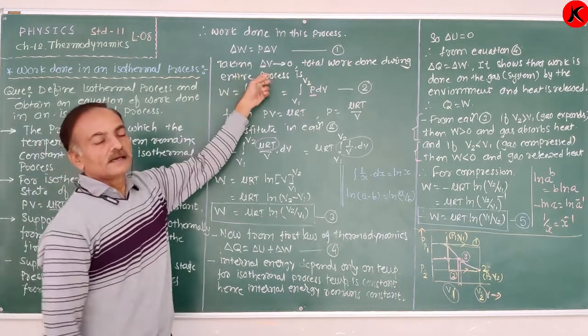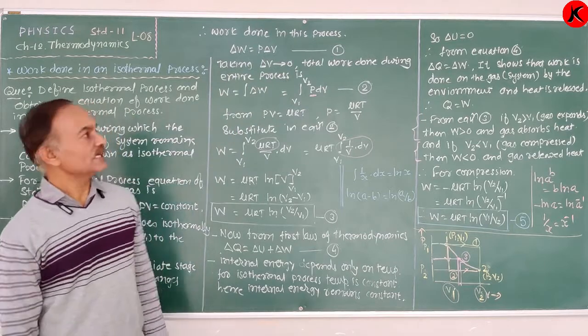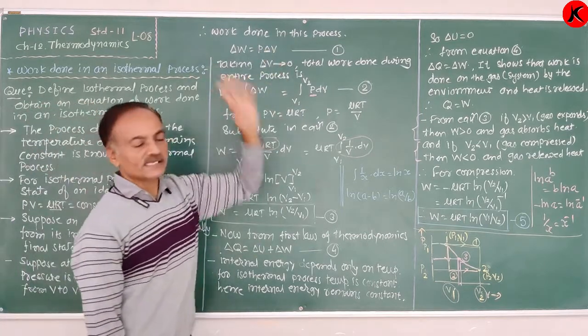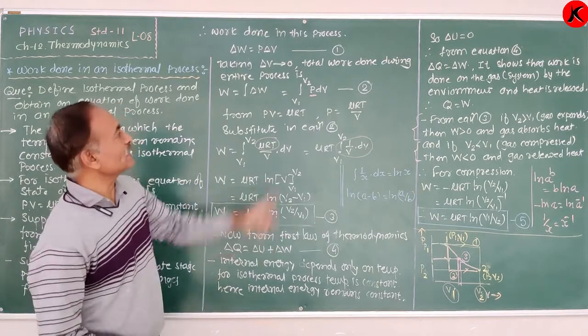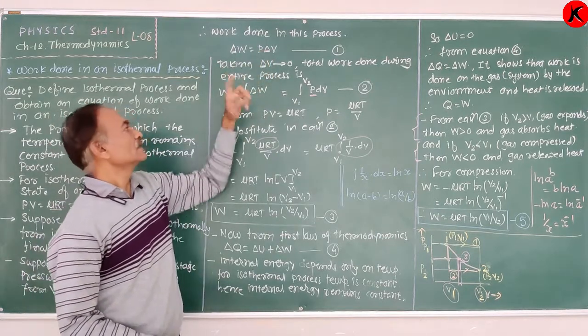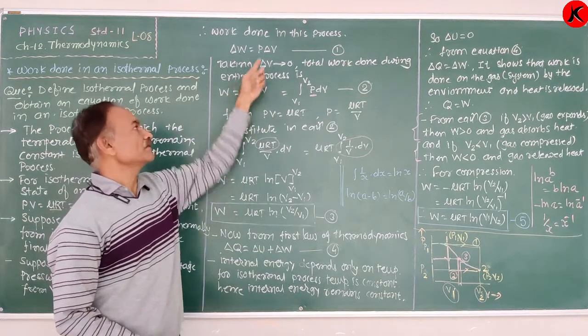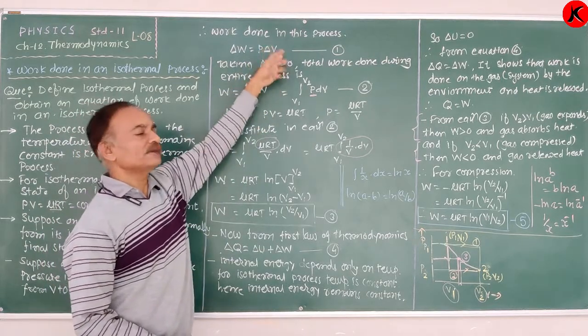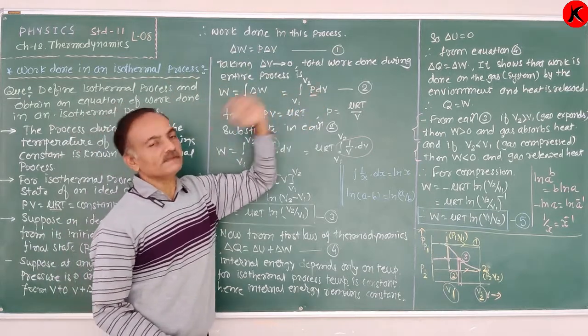Therefore, the total work done during the entire process, by taking delta V tends to 0, is obtained by taking the integration of this equation. Therefore, W is equal to integration delta W. Substitute the value of delta W as P delta V. So W is equal to integration P dV.